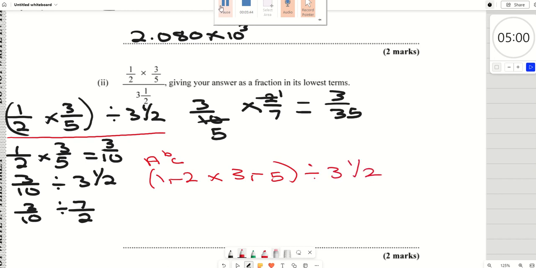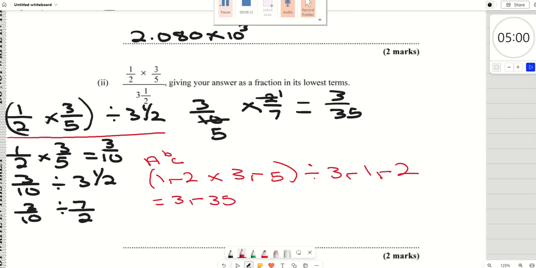I'm saying 3.5, but you're putting 3 over 1 over 2. So let's do it. Open bracket, 1 over 2, multiply by 3 over 5, right? Divided by 3 and 1 over 2. Right, I do get the same answer as 3 over 35. So we know that your answer is correct.